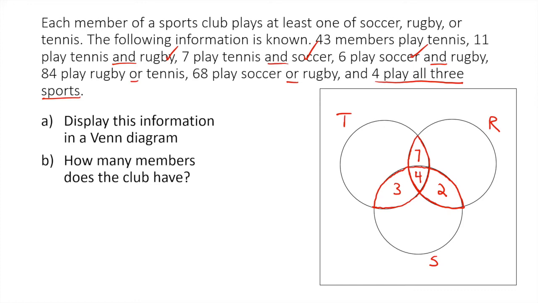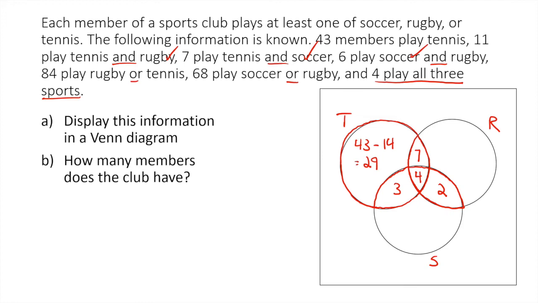Well, we know that 43 members play tennis. And you can see that in the circle for tennis, which is this big circle right here, that circle has to have 43 members inside. Well, we've already accounted for 7, 4, and 3, which is 14. So now we can take 43 minus those 14 people, and what we will get is 29. And so 29 people play tennis only. It excludes the other cases where they play a second sport.